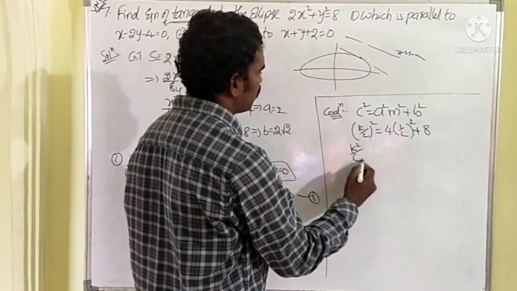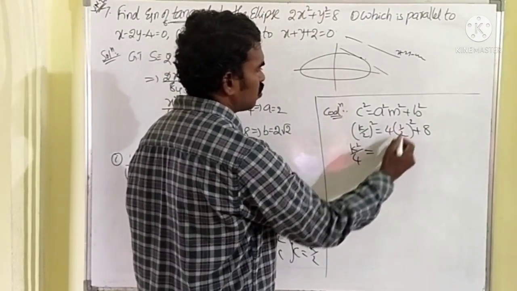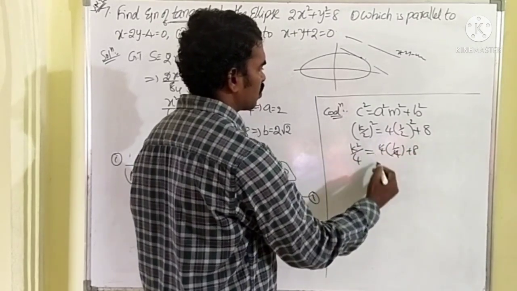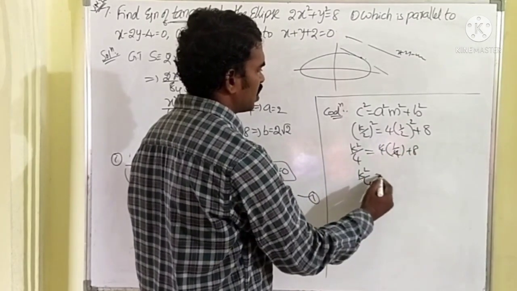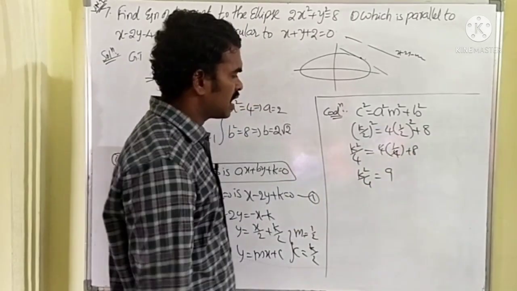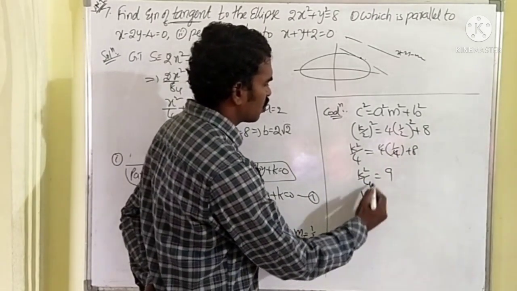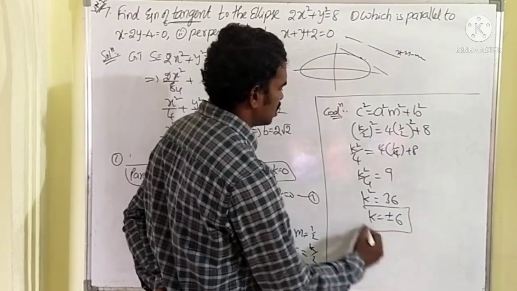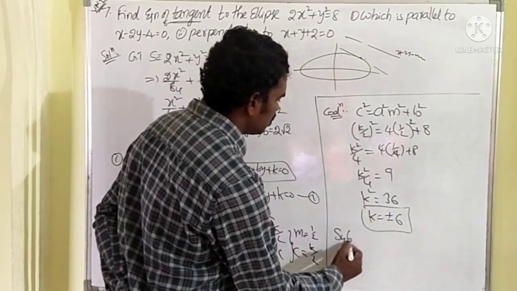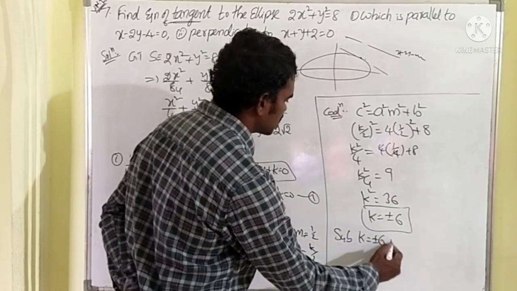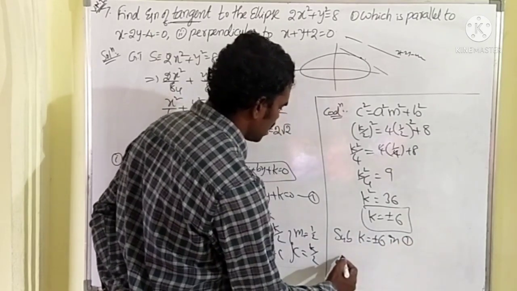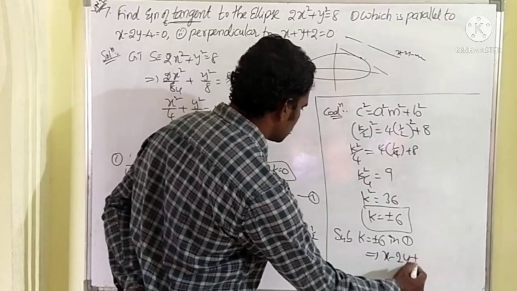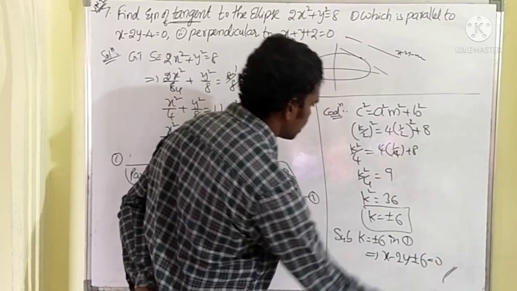So k square by 4 is equal to 1 by 2 whole square, which is 1 by 4, into 4 plus 8, the 4 cancels. K square by 4 equal to 9 because 1 plus 8 is 9. K square equal to 4 nines, 36. So k equal to plus or minus 6. Now substitute k equal to plus or minus 6 in equation 1. Then equation 1 becomes x minus 2y plus or minus 6 is equal to 0. So this is the answer.